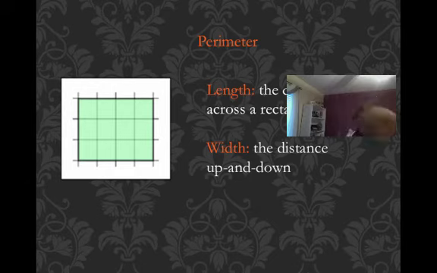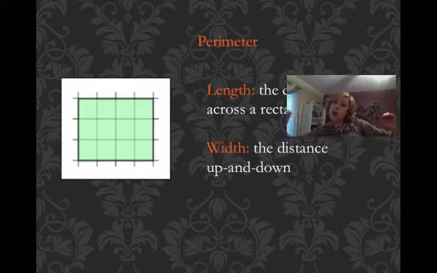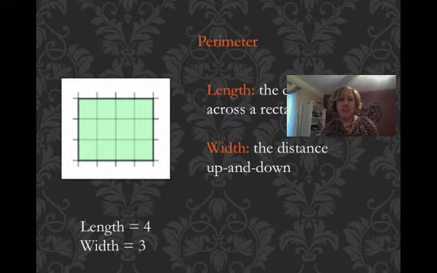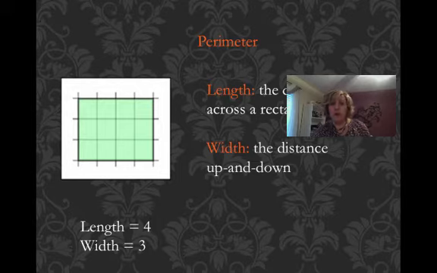The way that I like to remember this is length, when you look at the letters, is a longer word, and width is up and down. When you look at the letters W and the D and the T and the H, those are going up and down to measure the width. So in this case, the length of this rectangle is 4. You can count that across, 1, 2, 3, 4. And the width is 3, going up and down.